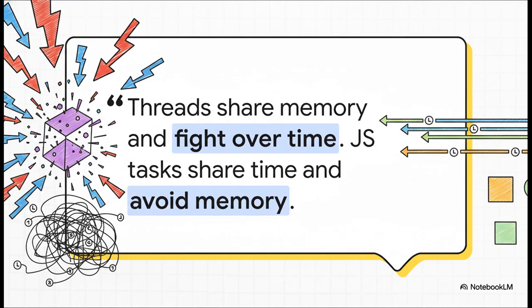I love this quote because it just nails it. Threads share memory and fight over time. They're literally battling each other for resources. But JS tasks, they share time and avoid memory. It's a completely different philosophy. Instead of fighting, they're cooperating, taking turns on a single timeline and staying in their own lanes. It's just cleaner. It's safer. You know exactly what's going to happen and when.